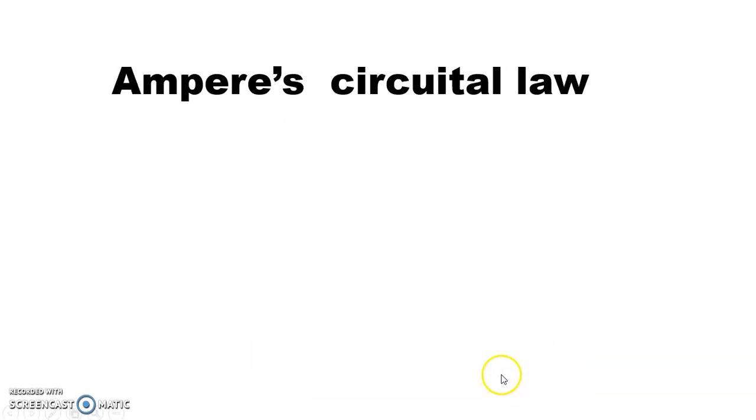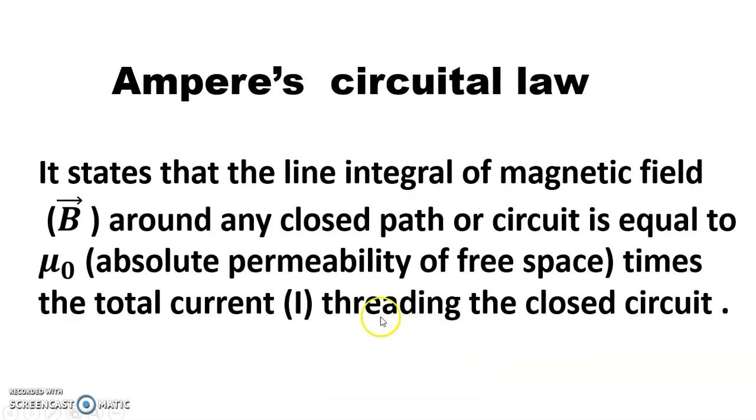Today's discussion is Ampere's circuital law. It states that the line integral of magnetic field B around any closed path or circuit is equal to mu0, the absolute permeability of free space, times the total current threading the closed circuit. Okay, this is the closed circuit. Just give a diagram. Here we can use Ampere's circuital law because it is a closed circuit.